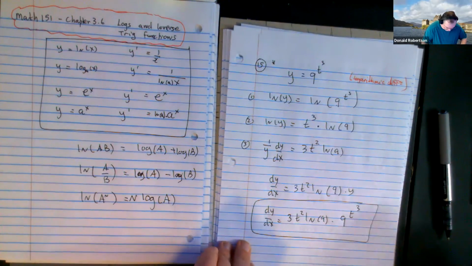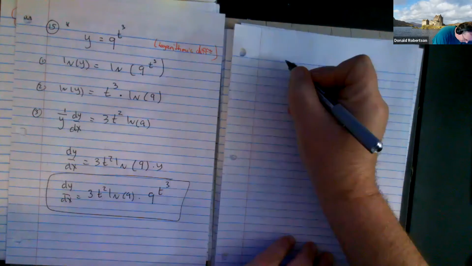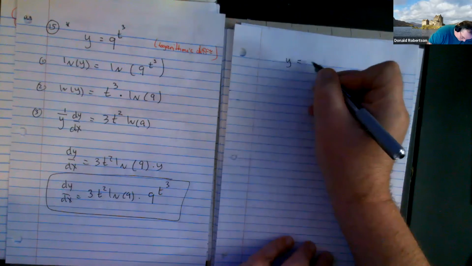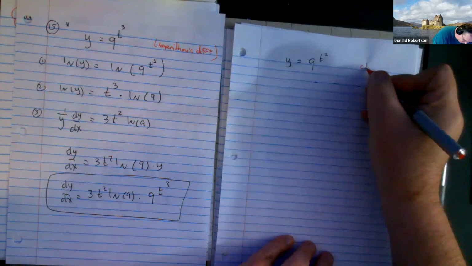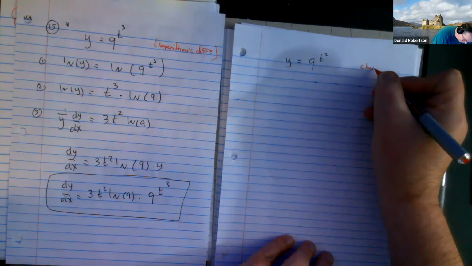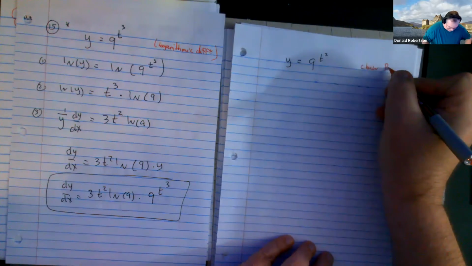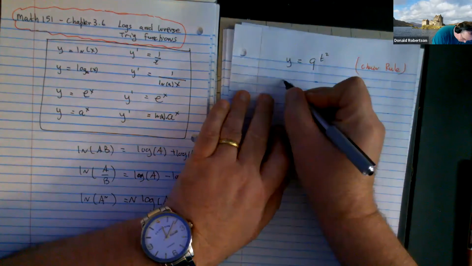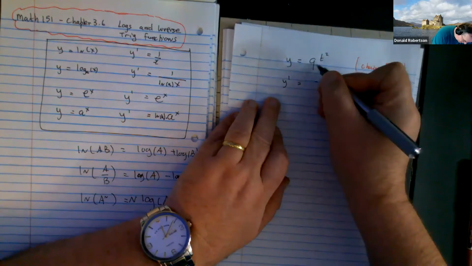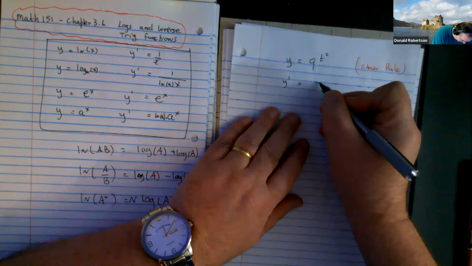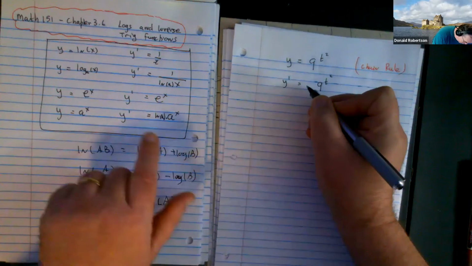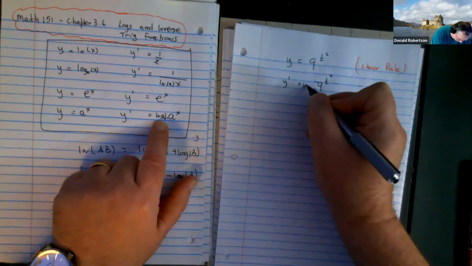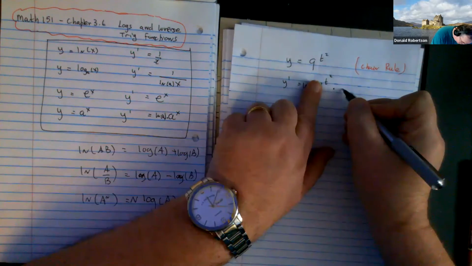I said we do it 2 ways. So here's the same question again, only now I'm going to do it using the chain rule. So this is 9 to the power of something. When you differentiate 9 to the power of something, you get 9 to the power of something times the natural log of 9, followed by the derivative of the inside function.